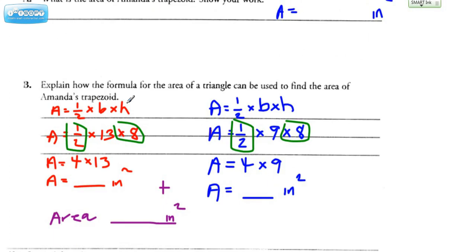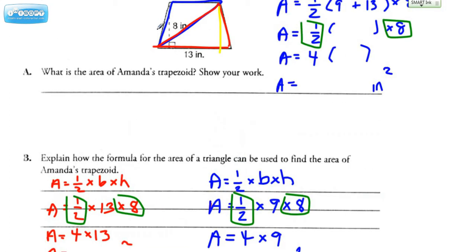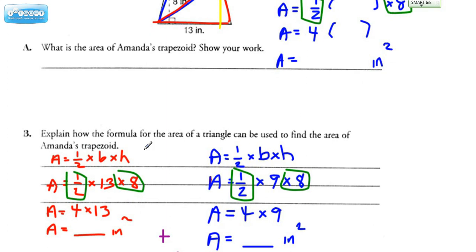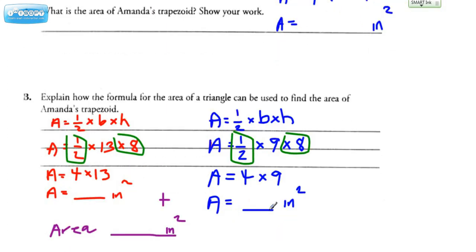Now when you explain how you did this, you're just going to say, I broke the trapezoid up into 2 separate triangles. I found the area of each triangle, and I added the areas together and got whatever your answer was.